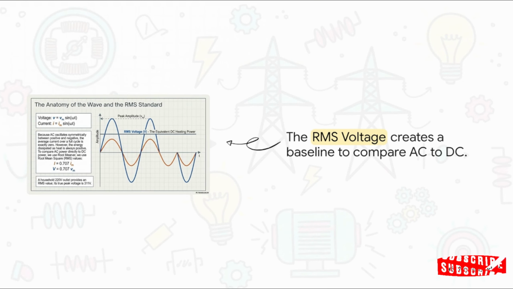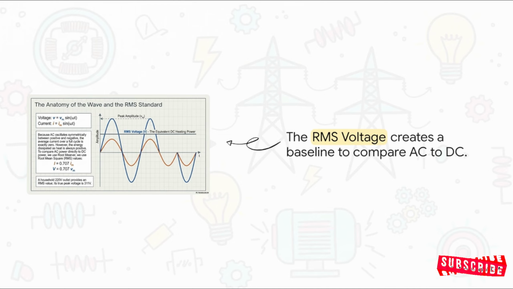To see how this math translates to everyday life, just think about that standard 220-volt outlet in your house. That 220 number is actually providing the RMS value. In reality, the true peak voltage of that wave is secretly spiking all the way up to 311 volts.